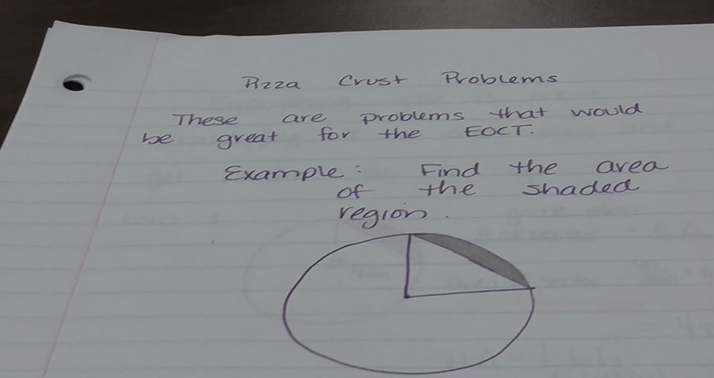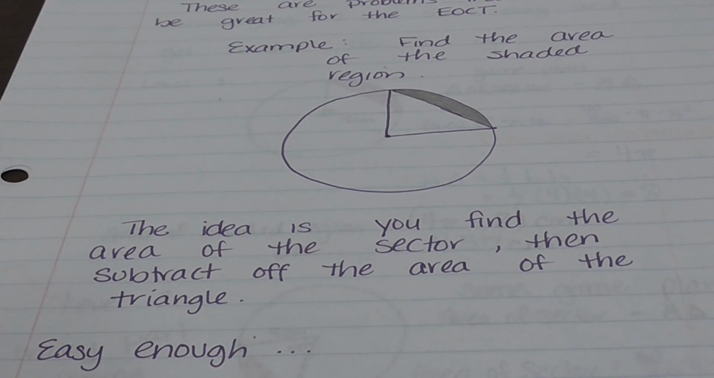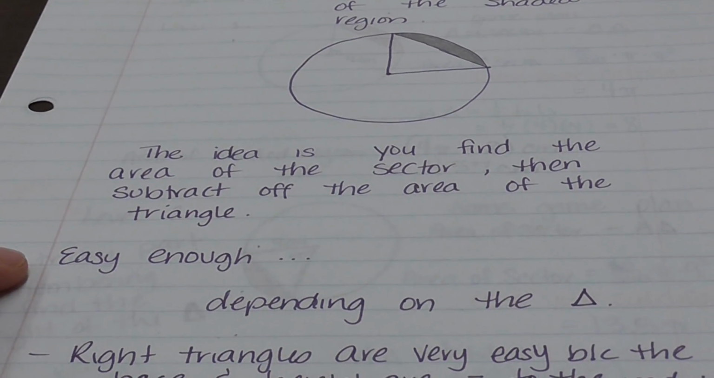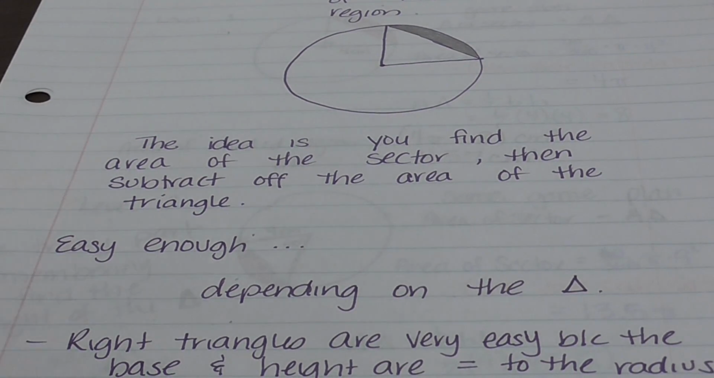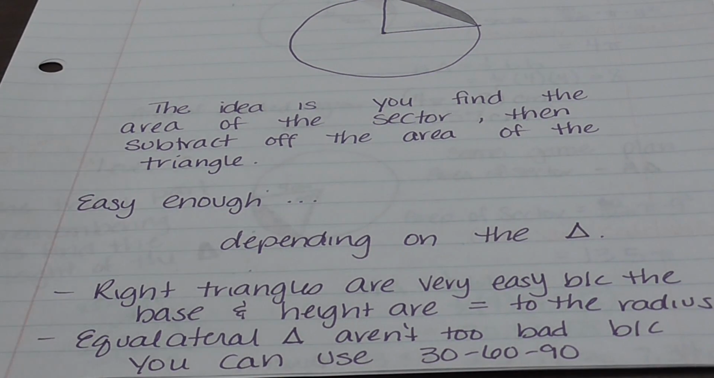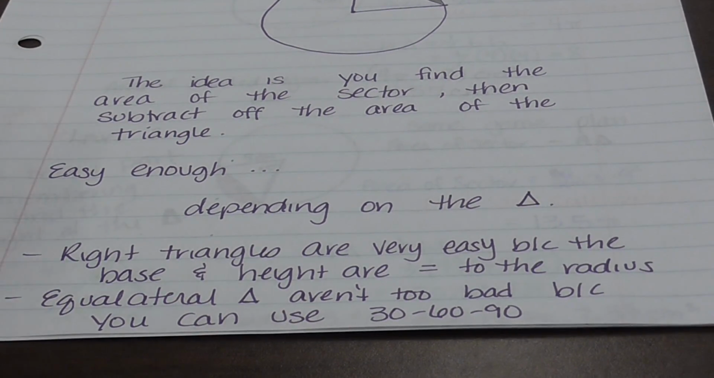So the game plan is that you find the area of the sector and then you just subtract off the area of the triangle. Sounds easy enough. Well, it is easy enough depending on the triangle. There are basically three kinds. If you have right triangles, that's very easy because the base and the height are both equal to the radius. Equilateral triangles aren't too bad because you can use the 30, 60, 90s.